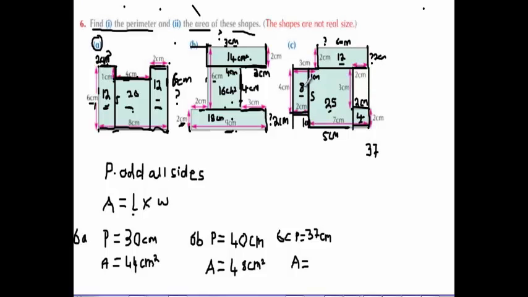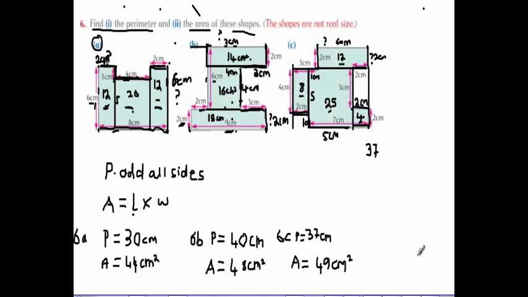So 8 plus 12, that's 20. 20 plus 25, that's equal to 45. 45 plus 4, that's equal to 49. So then the area is equal to 49 centimeters squared.